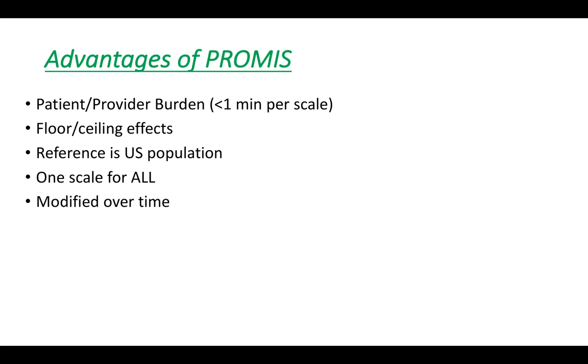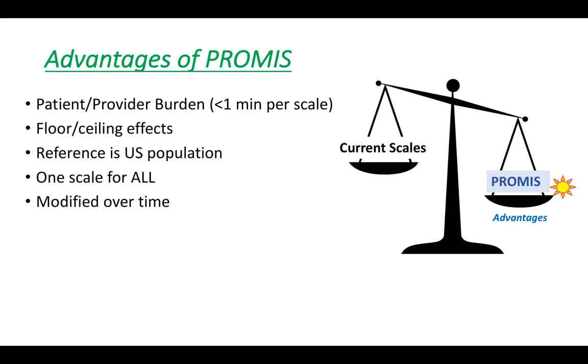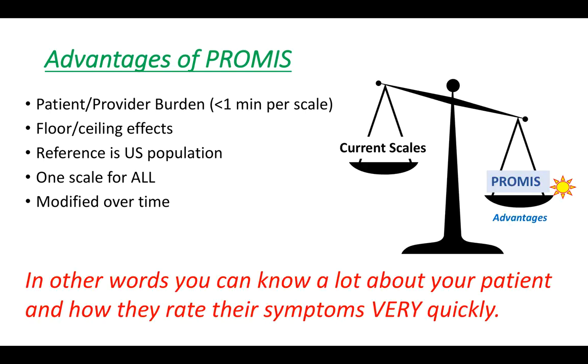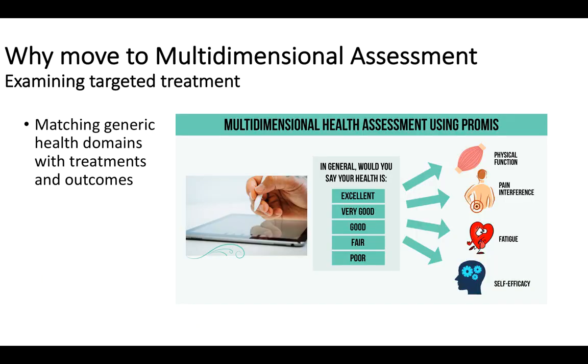The reference is the U.S. population, so it gives your patients a perspective and the provider a perspective on where the patient sits relative to normal. And then one scale can be used across a wide spectrum of diseases, and the scales continue to be used and modified over time. So in other words, you can know a lot about your patient and how they rate their symptoms very quickly. So why move to multidimensional assessment?